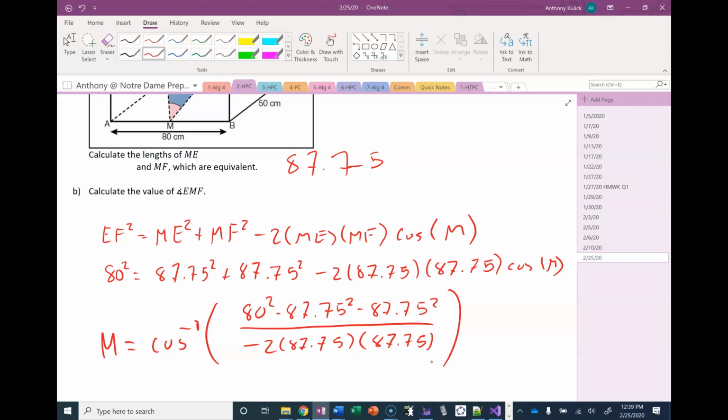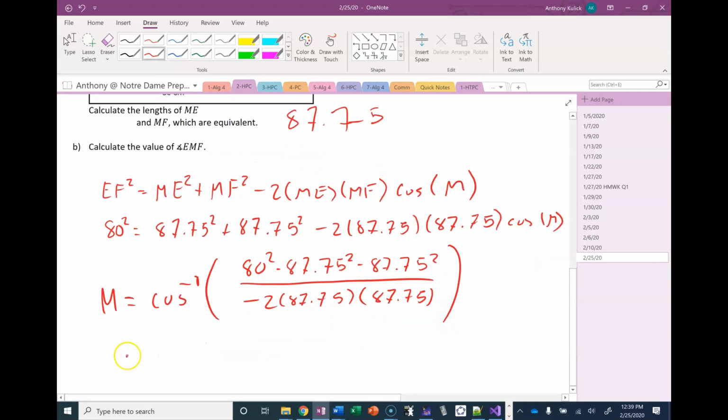Dang it. So when I do that, I get about 54.24, and that would be our answer.